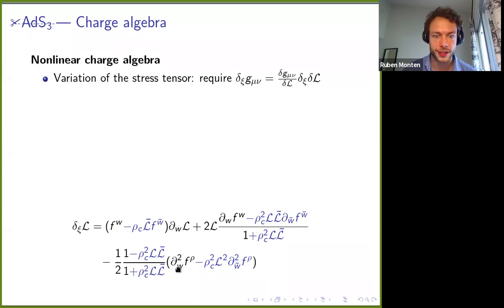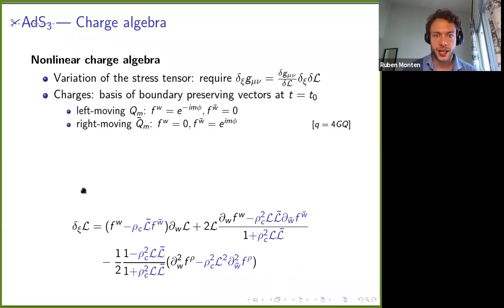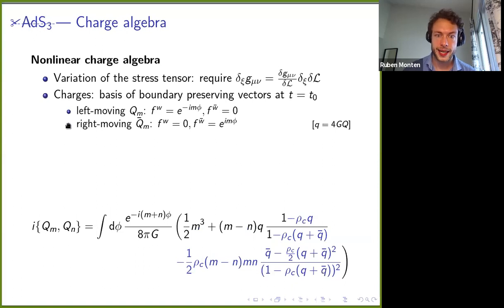If you ignore the blue terms, this will give you a third derivative, which you will recognize from the Virasoro algebra. Using how the stress tensor transforms, we can now compute how the charges transform, and we'll label these charges at the time slice t equal to zero with the left-moving and right-moving exponentials. Notice this will only be true at this particular time slice, so this is normal terminology, but it's not strictly true. Using the master formula at t equals t_0, the Poisson bracket is given by a variation, and we find the following Poisson bracket for the charges.